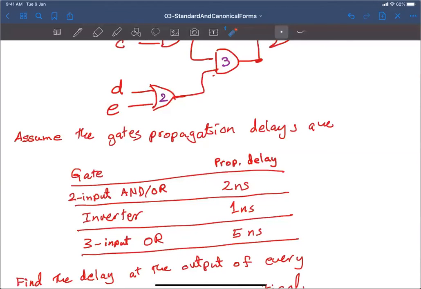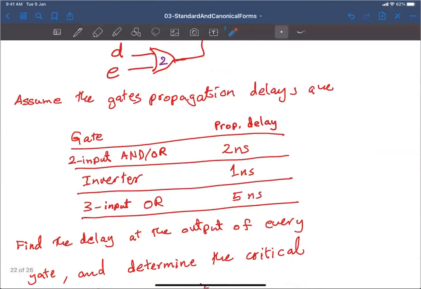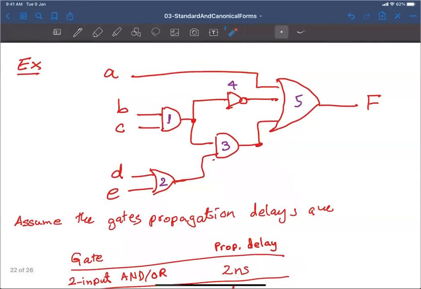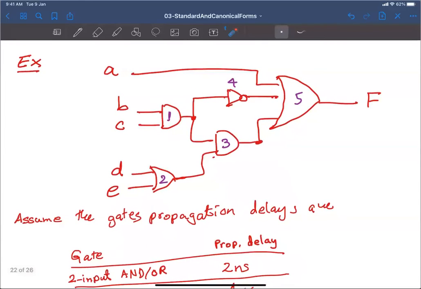Okay, so our objective now is to find the output delay of every gate, starting not from the input of the gate itself, but from the primary inputs. For example, from here to here, what is the delay? We need to calculate the delay according to the worst case.